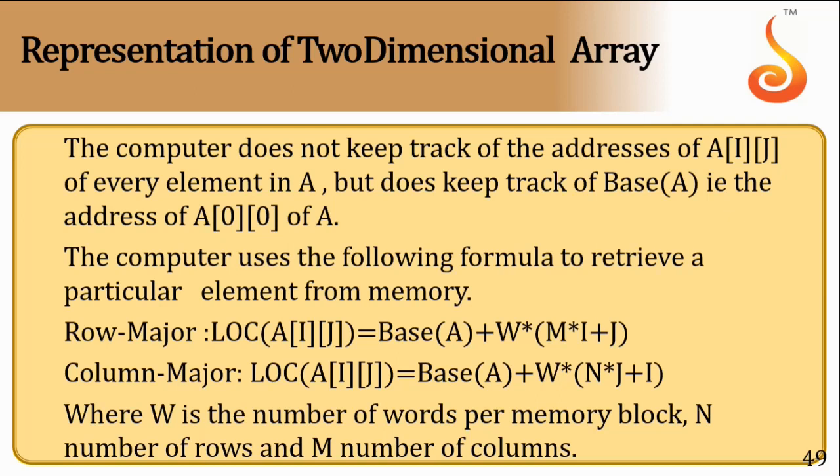If the elements are stored in column major representation, LOC of A of ij is equal to base A plus word length W into n. What is n? It is the number of rows, into j plus i. So this formula you need to remember. Please have a look. Then we'll continue with the program.